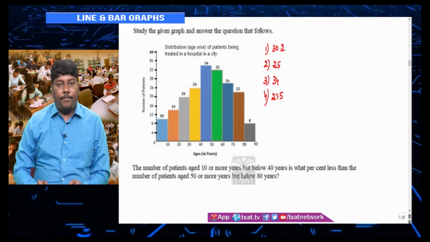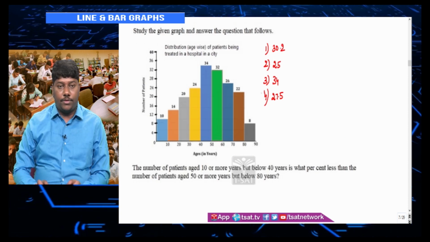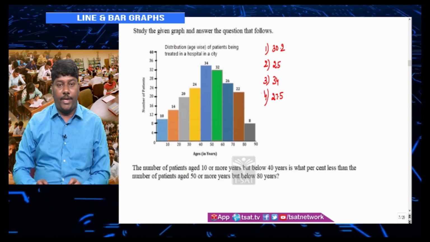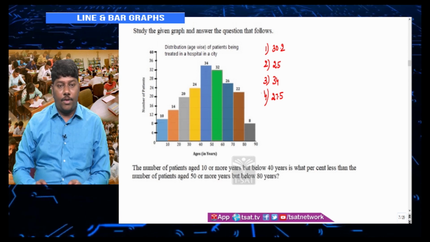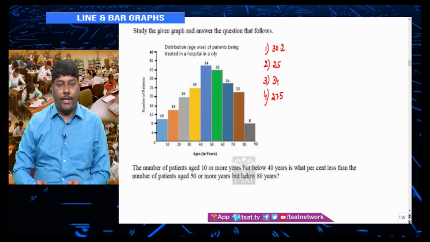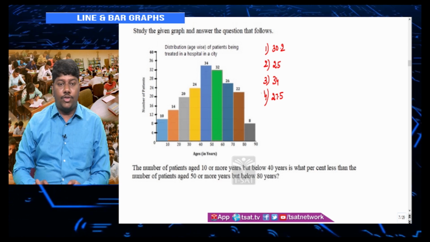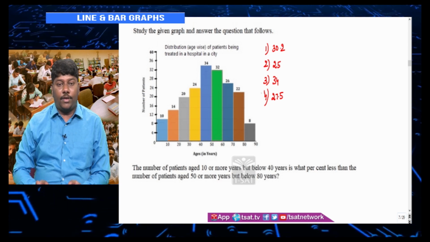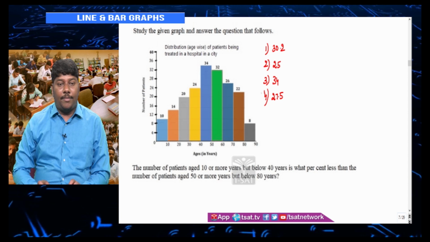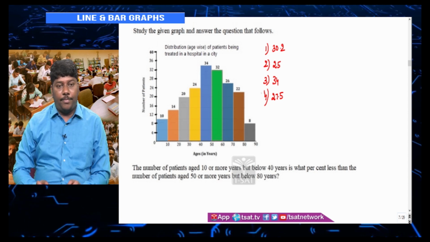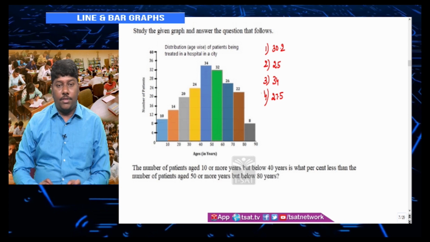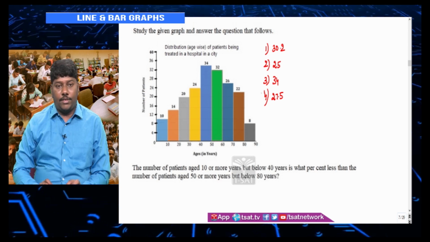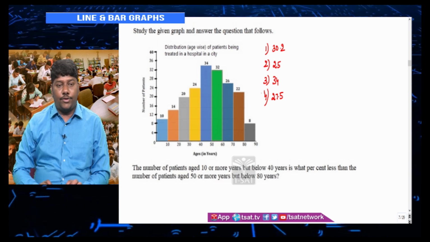Study the given graph and answer the question that follows. Distribution age-wise of patients being treated in a hospital in a city. It is given from 0 to 10, 10 to 20, that is the age groups, 20 to 30, 30 to 40, 40 to 50 and so on, and the number of patients is also given. So, generally we call it the data and the frequency. So, these are the class intervals, then that is the frequency. So, they have given a complete histogram here.